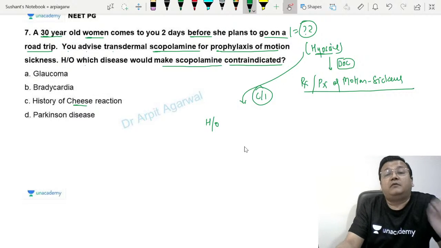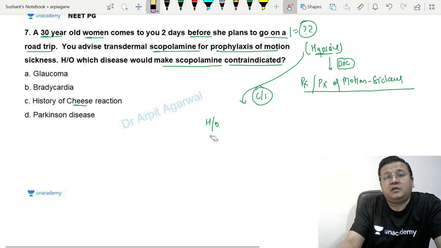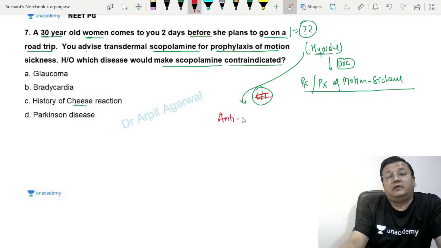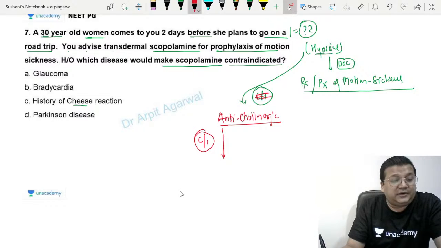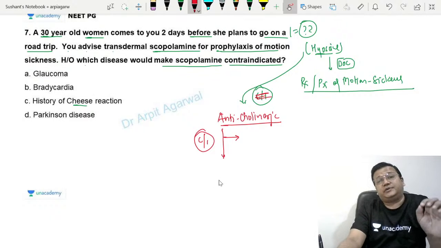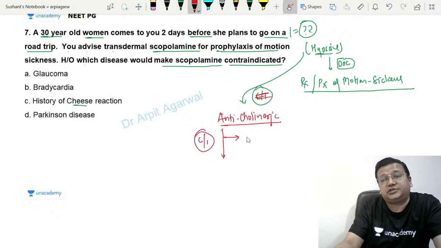So you see what we need to understand here. First of all, hyoscine is an anticholinergic drug. So the question is basically asking contraindications of anticholinergics. The first situation where an anticholinergic should be used with caution is history of glaucoma.